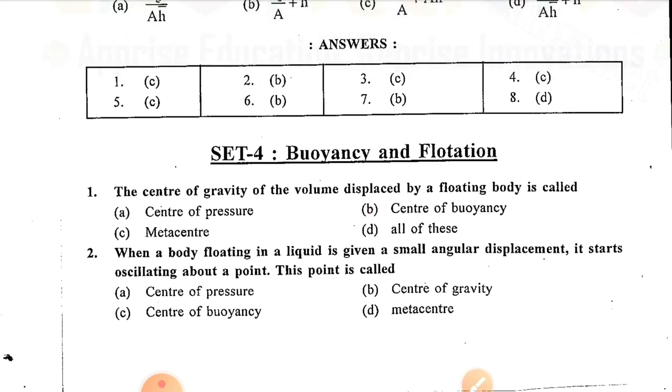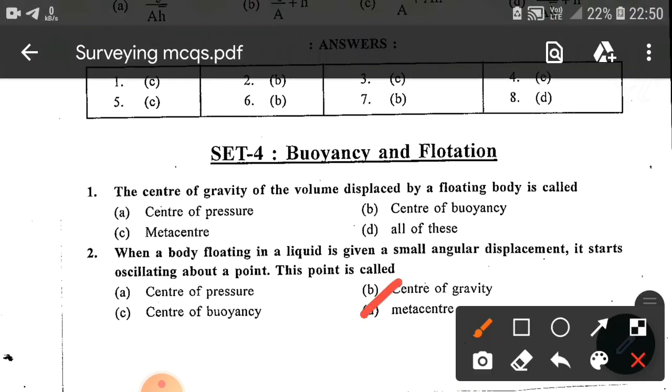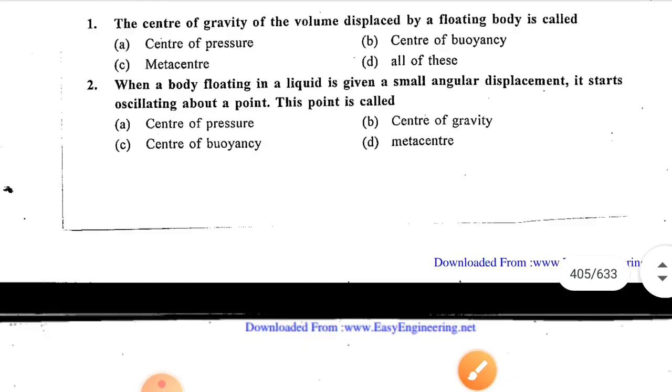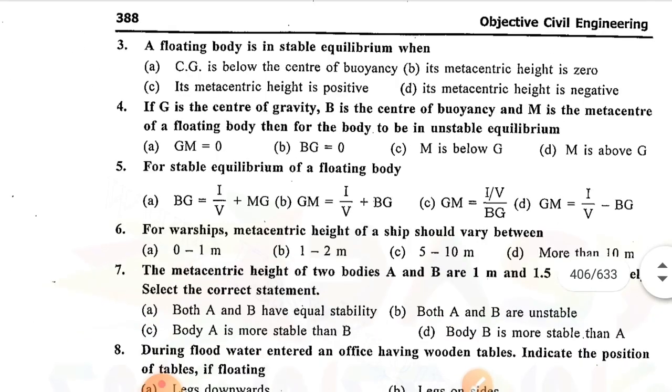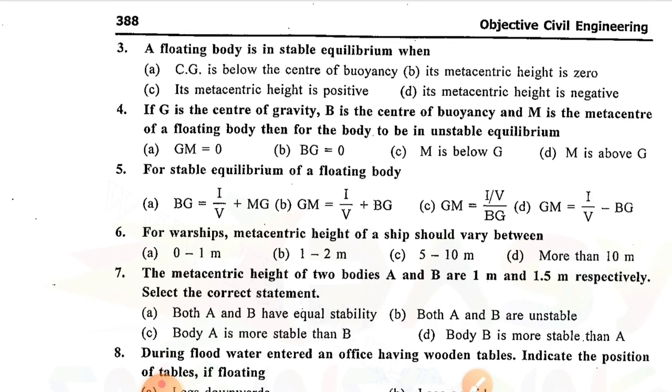Question number 2. When a body floating in a liquid is given a small angular displacement, it starts oscillating about a point. This point is called. Option D is correct. Metacenter. Question number 3. A floating body is in stable equilibrium when. Option C is correct. Its metacentric height is positive.